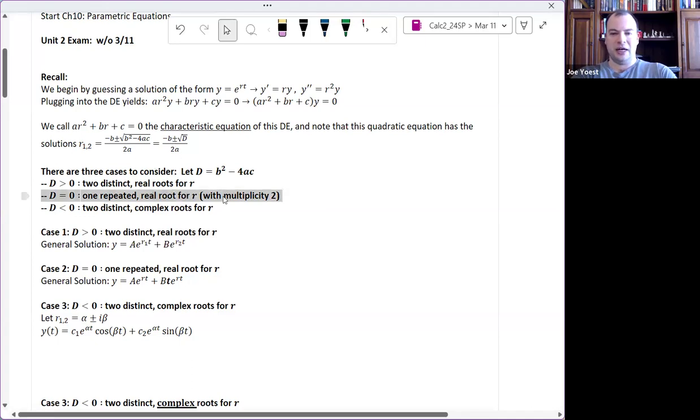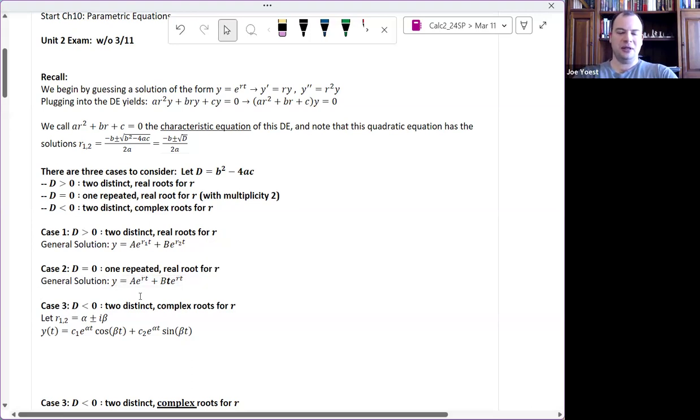We have a repeated real root with multiplicity 2, so two repeated roots with value negative b over 2a. And in that case, we got the general solution by using e to the negative b over 2a t as one of our component functions, or our basis functions, we might call them. And the second one just got a factor of t in front of it. So I just made the t bold so we can see the difference. So a e to the rt plus b t e to the rt is the general solution for this one.